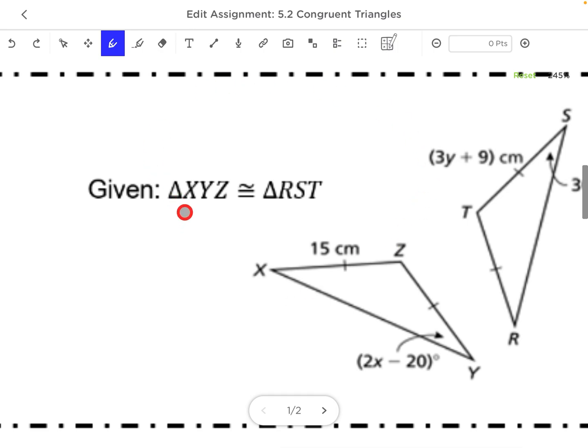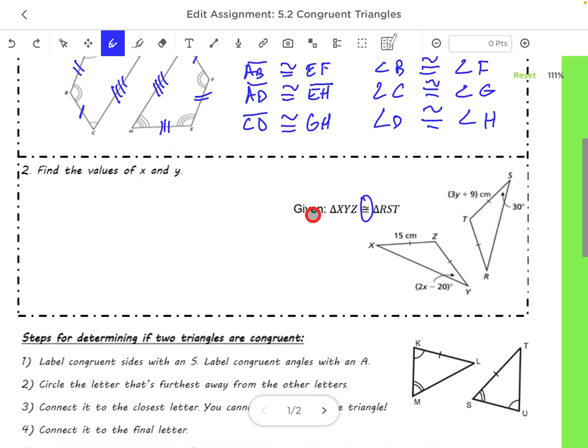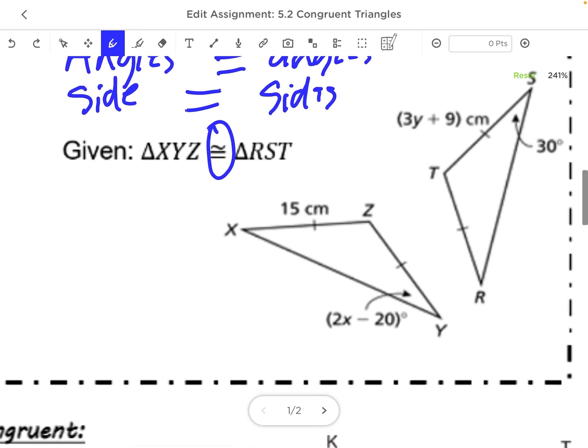Okay, it says given that this triangle XYZ, so that's this one, is congruent with RST. Okay, so we need to find the value of x and y. Right? They want to find the value of x and y. Well, what do we know? If they're congruent, that means the angles are equal and the side lengths are equal. Okay, so the angles equal the angles, right? And the sides equal the sides. So let's first mark those, right?